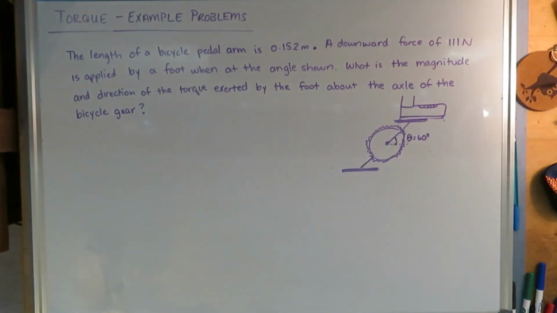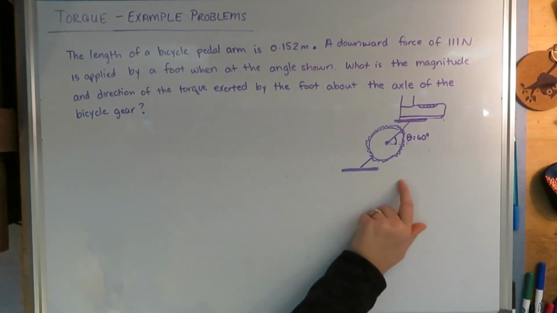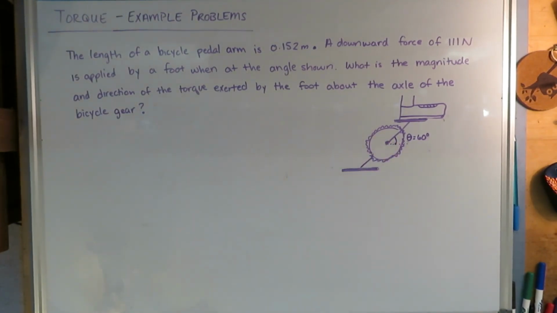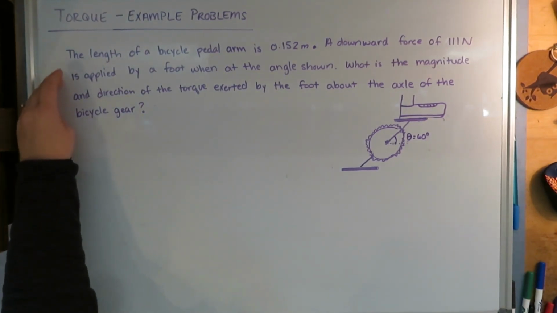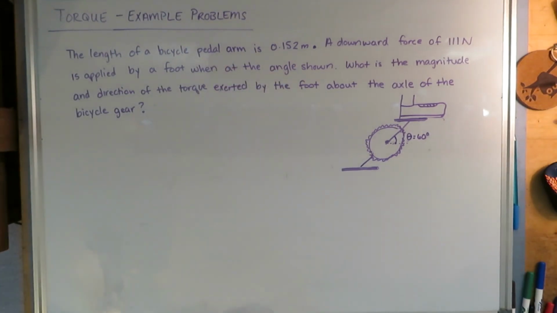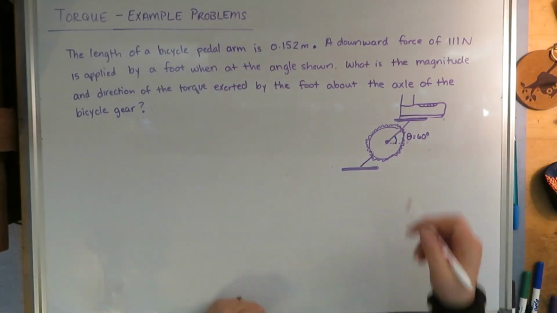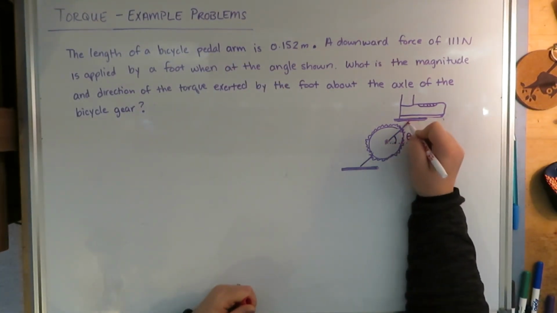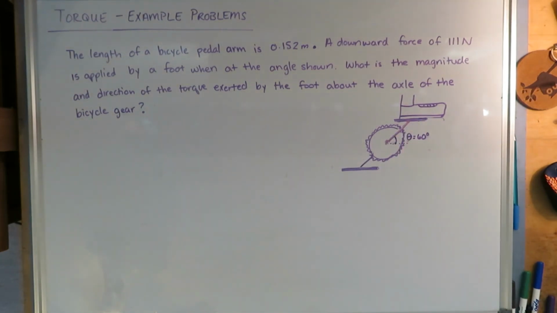All right, let's take a look at some example problems. So here we have a bicycle pedal. There's a gear here, and we've got a foot that's applying a force. It gives us some information. It tells us that the length of a bicycle pedal arm is 0.152 meters. That is referring to this distance here, so that's going to be our 0.152 meters.